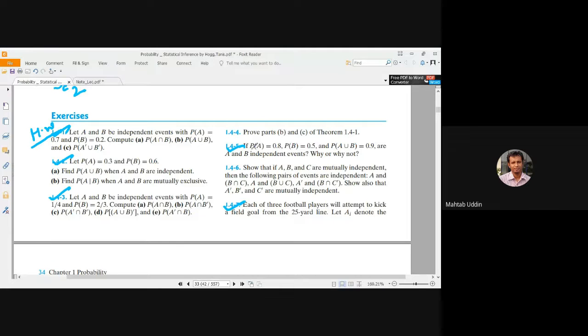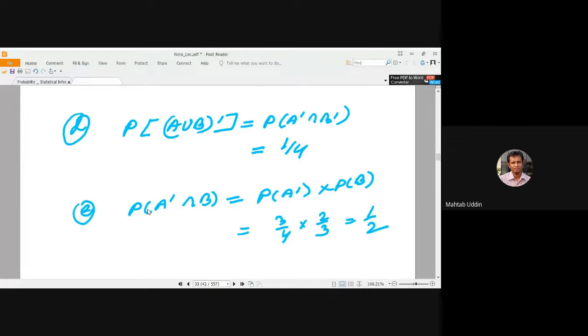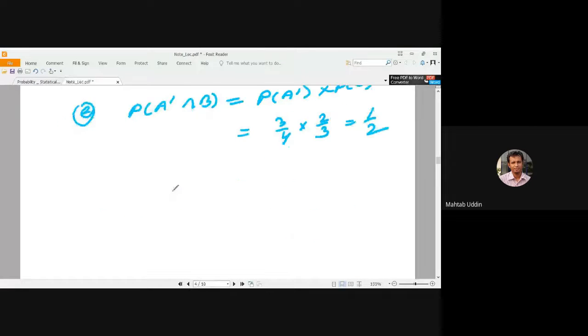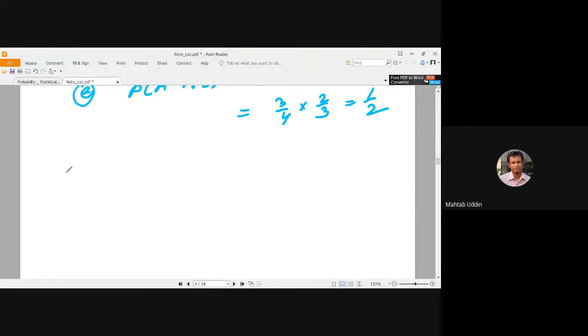Now, number 5. P of A is 0.8, P of B is 0.5, P of A union B is 0.9. Are A, B independent? Why? তো তার কথা হচ্ছে তুমি কিভাবে পাইছো ওটা দেখাই দিবা আর কি। ওকে, কিভাবে দেখাবো বলো তো? কি দেওয়া আছে আগে তুলে নেই নাকি? Here given P of A equal to what?